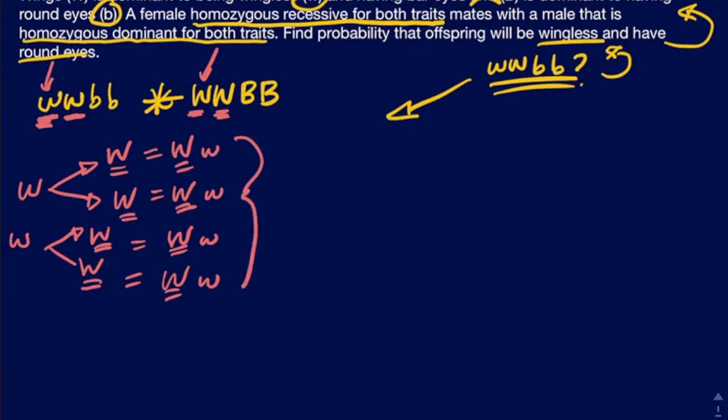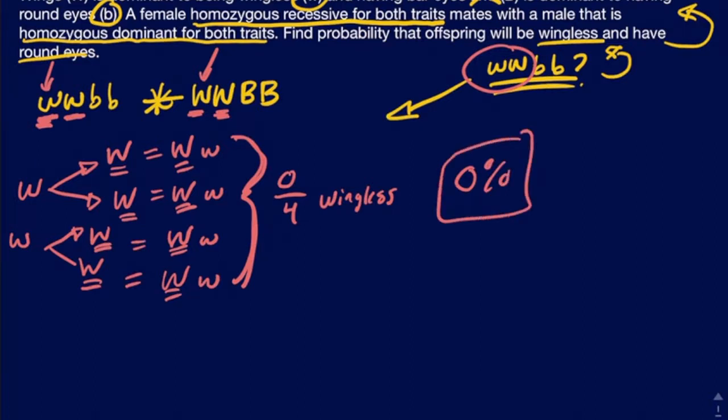So thinking about our question, we're looking for offspring that is wingless, and as we said before, wingless is recessive. None of these offspring will be recessive. All of these are heterozygotes. So the probability is 0 out of 4 that the offspring will be wingless. And that essentially answers the question there, because the question is asking the probability that the offspring will be wingless and have round eyes, but if none of them are wingless, the answer is essentially 0%.